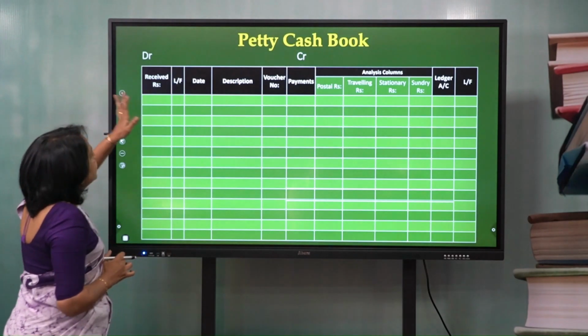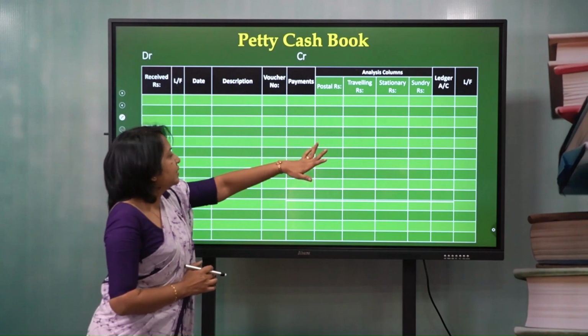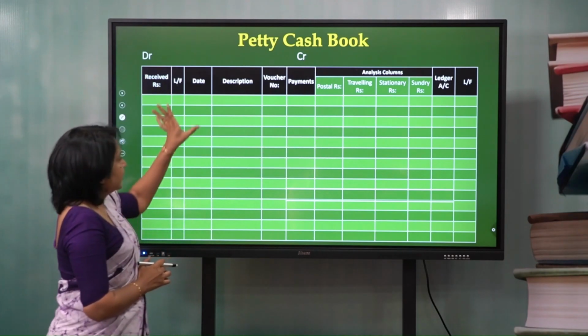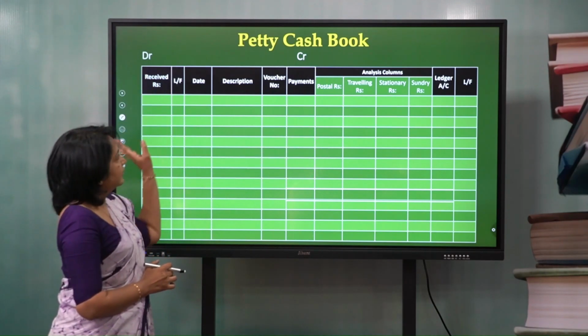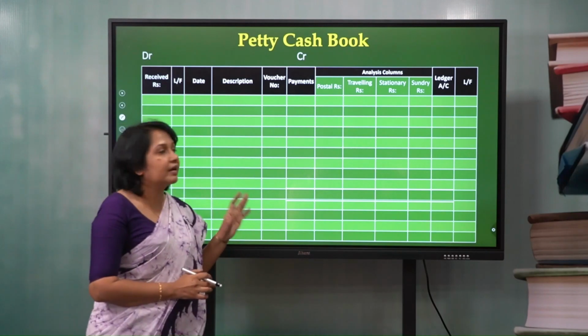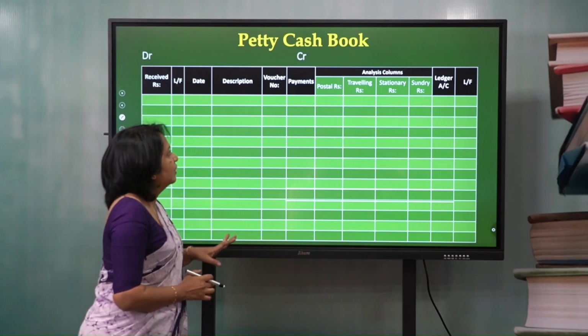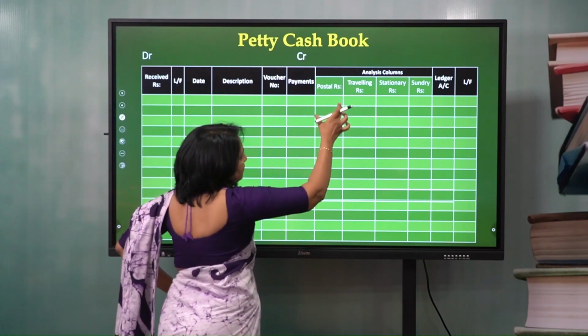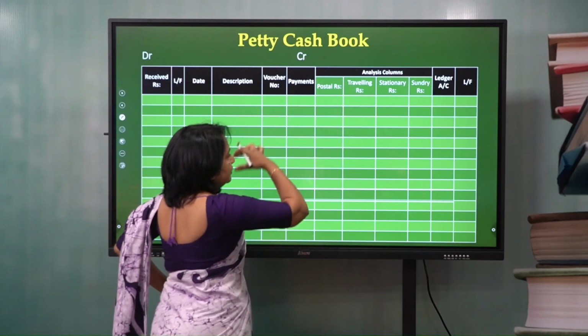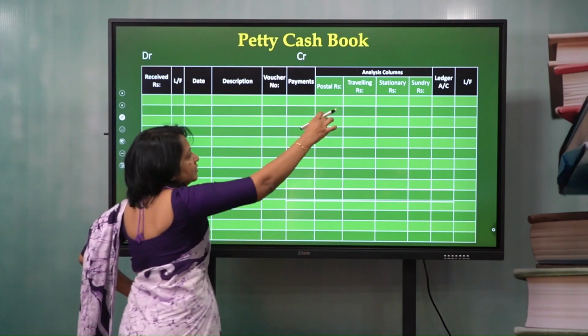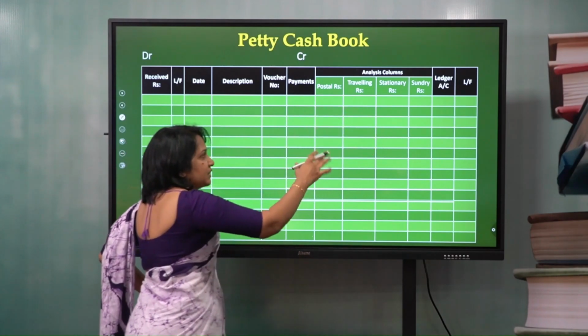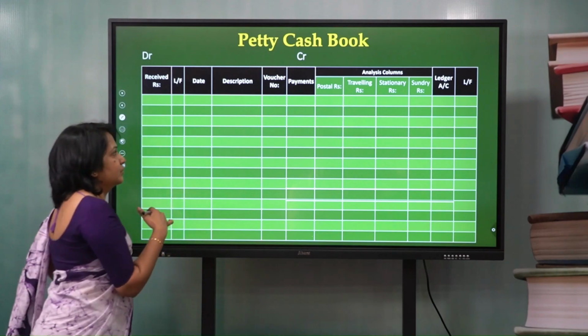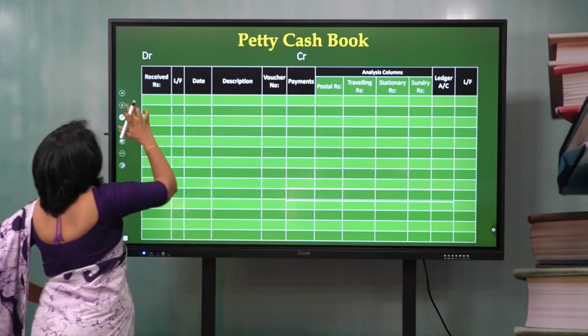Now here, you know this debit side, then the other side is credit side. On the debit side we write all the receipts, and on the credit side we are recording all the transactions or the payments. So here, for analysis columns, we have to name columns according to the given expenses: postal, traveling, stationery, sundry. Now this is according to this question. So we'll see how to record transactions.